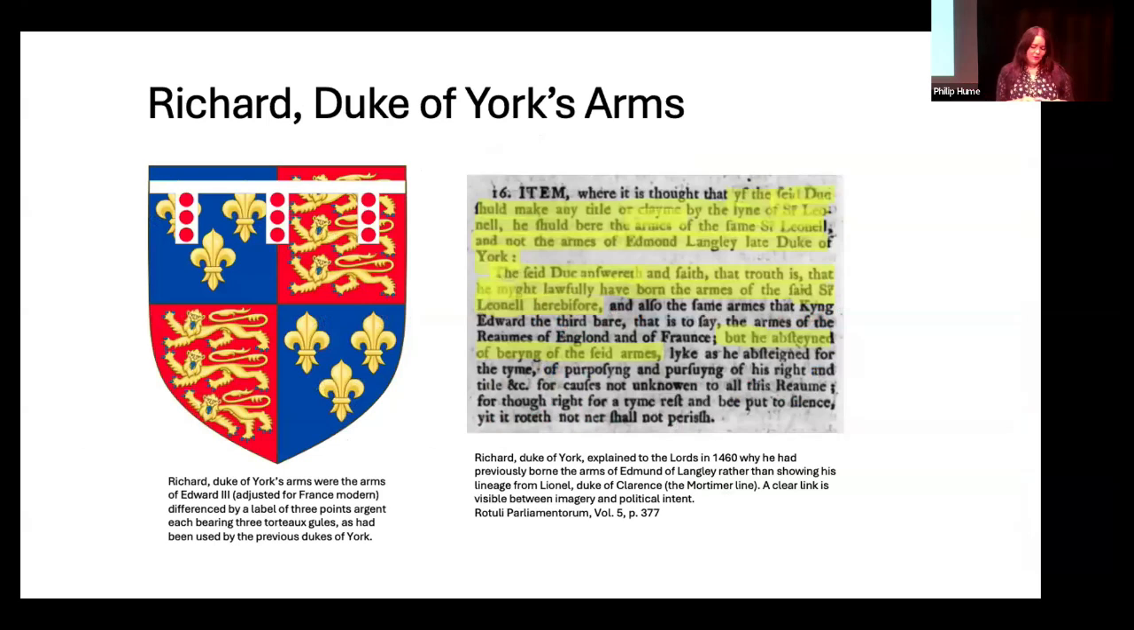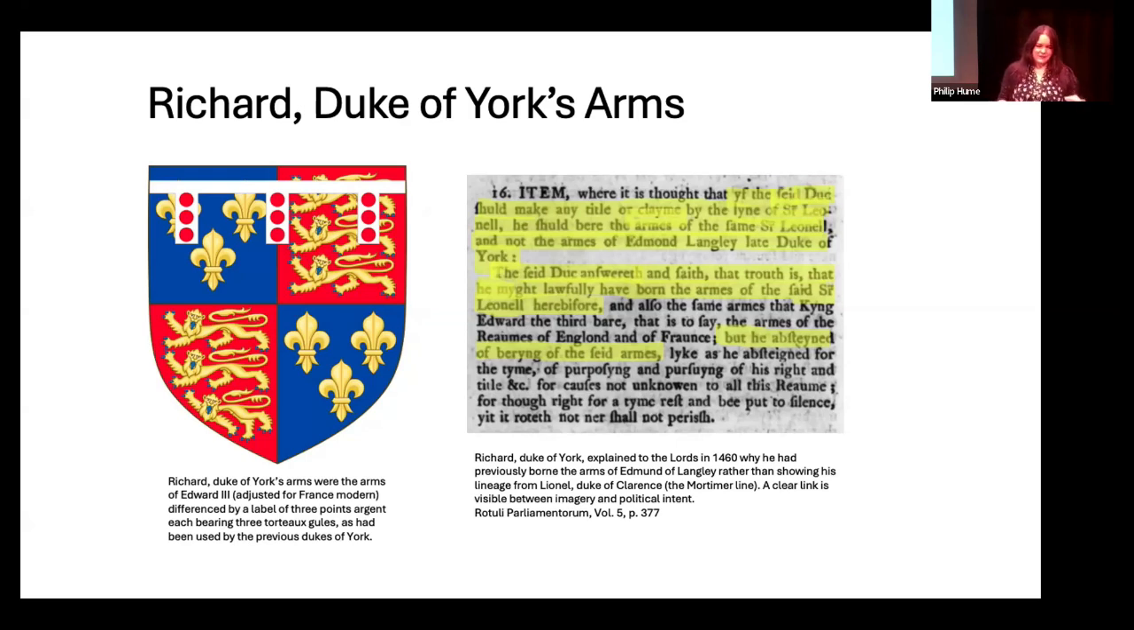So in terms of how York presented himself in his imagery before 1460, he traditionally bore the arms of Edmund of Langley, the first Duke of York, who he is descended from. And in 1460, when he put forward his claim to the throne, the Lords actually questioned why he'd done this, rather than stressing his descent from Lionel, Duke of Clarence, from the Mortimer line.